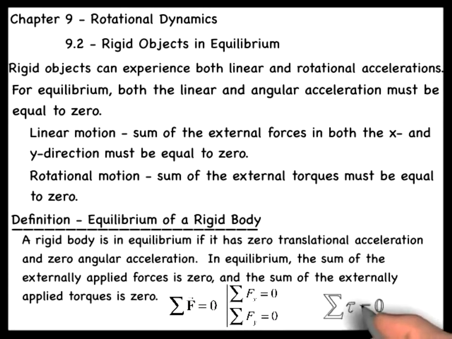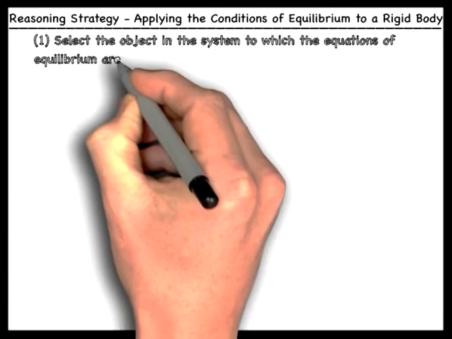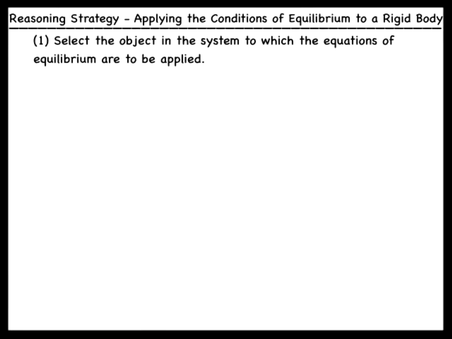Let's now look at the reasoning strategy for analyzing the forces and torques acting on a rigid body in equilibrium. The first four steps of the strategy are essentially the same as those outlined in section 4.11, where only translational equilibrium was considered. Steps 5 and 6 are now added to take into account any external torques that may be present. Step 1. Select the object to which the equations for equilibrium are to be applied.